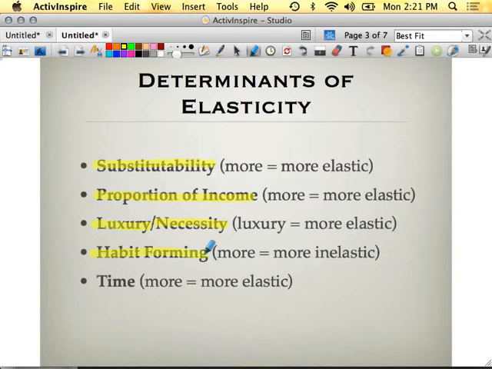Things that you're addicted to tend to be inelastic, like smokers buy tobacco and they continue to smoke. And the last determinant of elasticity is the amount of time you have on your hands. Consumption tends to be more elastic over time as you have more options. But if you need something immediately today, you tend to be inelastic.